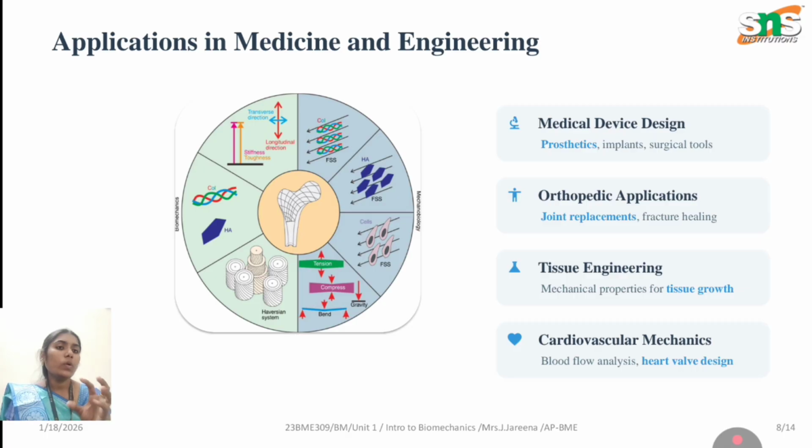The second one is orthopedic applications, where you have sub-applications like joint replacement and fracture healing. If you want to replace any joint, for example knee replacement, you should know the actual mechanics involved, so that you can easily replace it with an artificial one having the same properties as the old one. So here also biomechanics is very important.